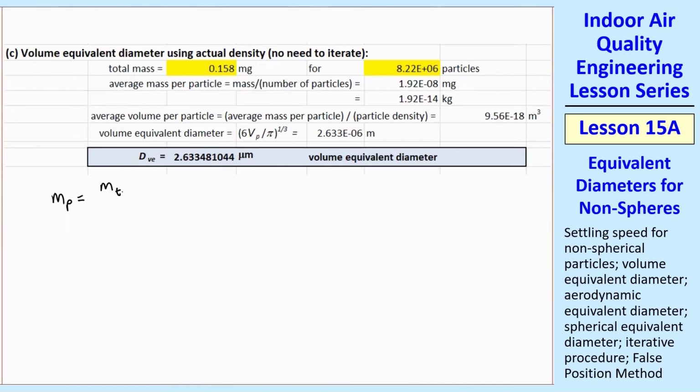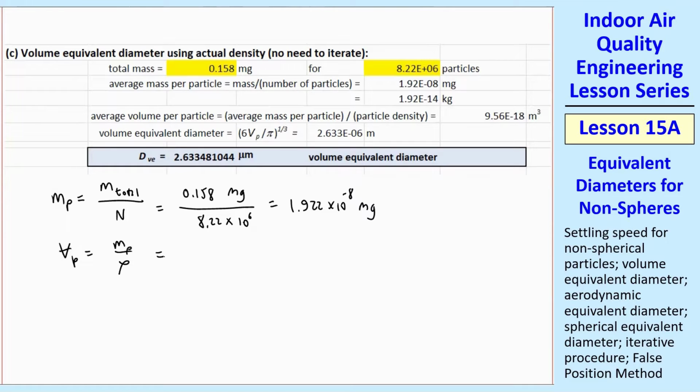Using those equations that I gave you, the mass of one particle on average is m total over n. Using the numbers here, 0.158 milligrams over 8.22 million particles, I get 1.922 times 10 to the minus 8th milligram. That's the mass of one particle. The volume of this one particle is then mp over rho. I use the actual density of the particle, one unity conversion factor there on the denominator.